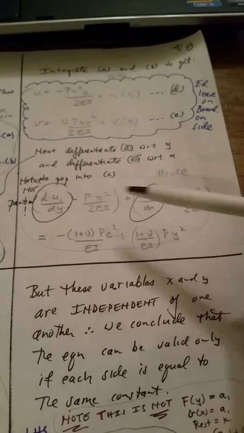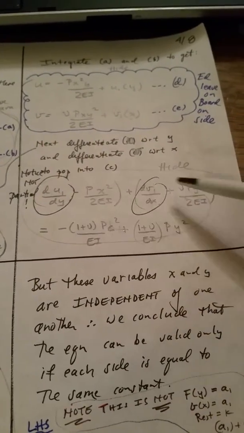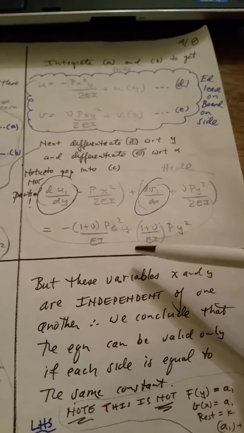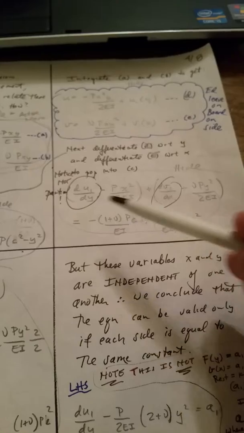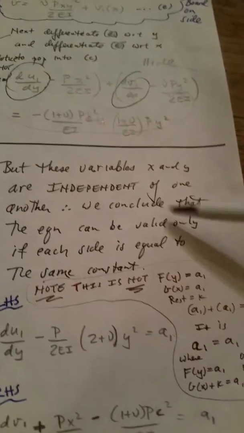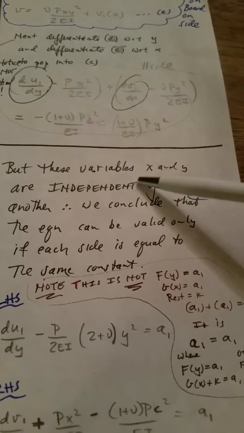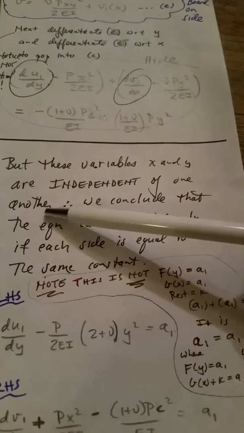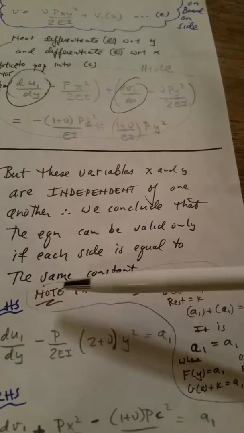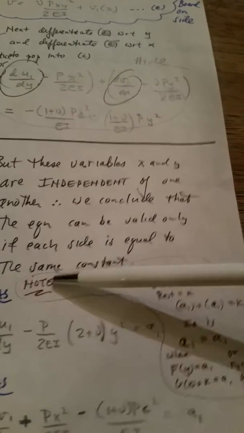So remember what we're doing. We're separating variables and placing all of the things with x on one side, all of the things with y on the other side, and then a constant on one of the sides. So if that went too fast, just hit the pause button and hit it again. So now, once again, variables x and y are independent of each other. So we've seen this logic before. This can only be true if each side of the equation is equal to the same constant.